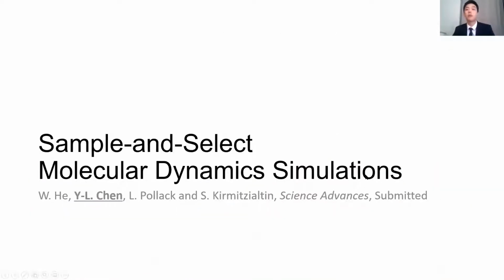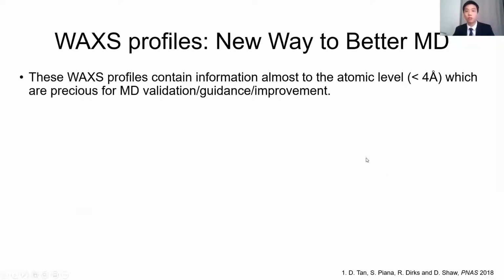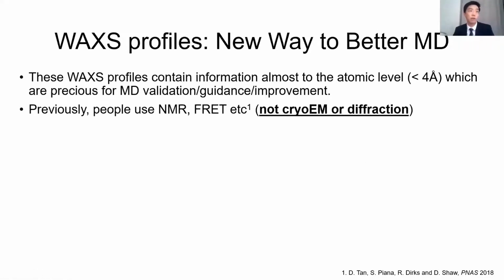So after talking about a genetic algorithm-based and machine learning-based method, I would like to focus on the molecular dynamics simulation a little bit. And here we use WAXS profile to improve the MD simulations on the RNA using a strategy called sample and select. As I mentioned earlier, WAXS profile is unique for different conformations, and it is the fingerprint of the RNA conformation with resolution higher than 4 angstrom.